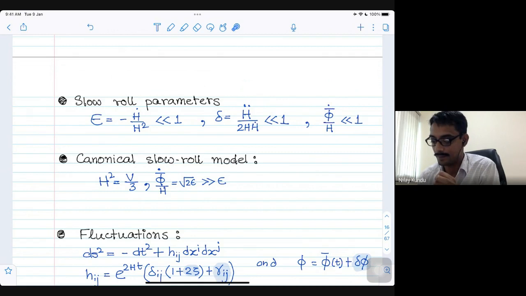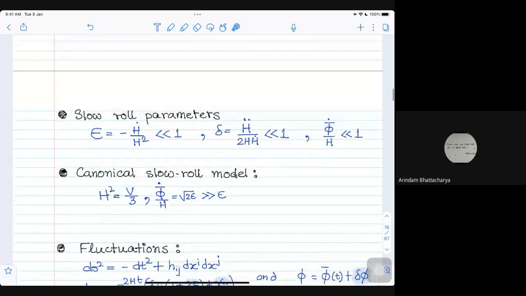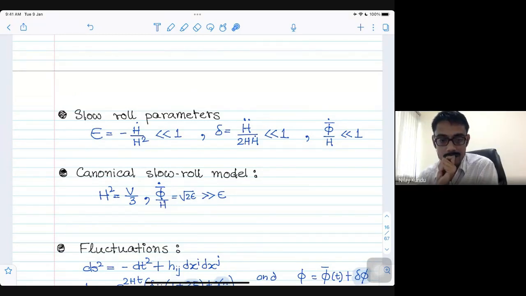Okay. So by the end of inflation, the spacetime does not look very close to de Sitter anymore, right? Does not look very close to de Sitter. Okay.